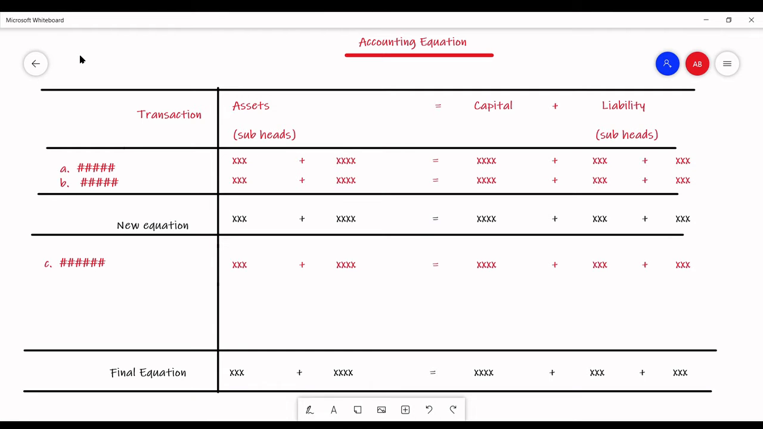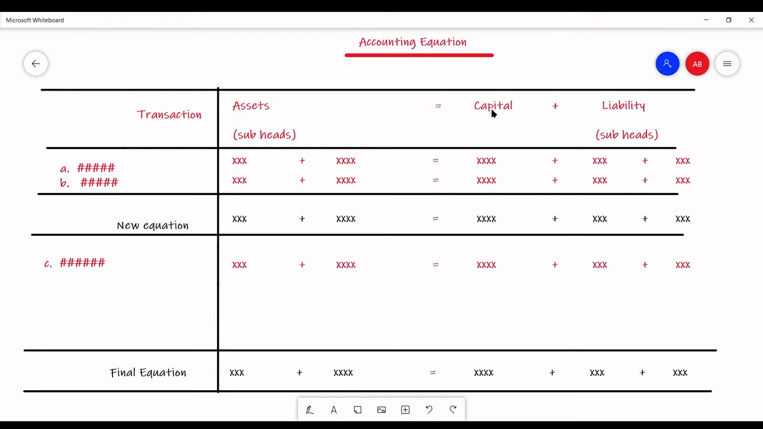Before we do that, it's necessary for us to understand the format for solving the problems. So this is your format for solving problems for the accounting equation. On the left hand side, we write the transactions. We will be getting the transactions in the question itself. Then the next head is assets equal to capital plus liability, which is our accounting equation. Below assets, we are going to mention the subheads as per the transactions that will be given in the question.